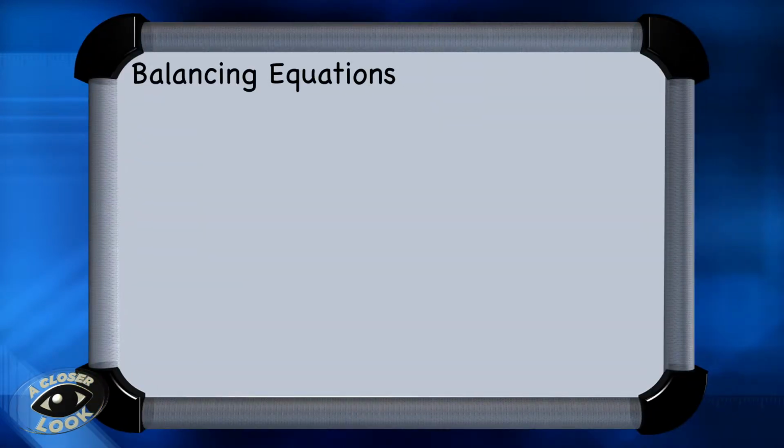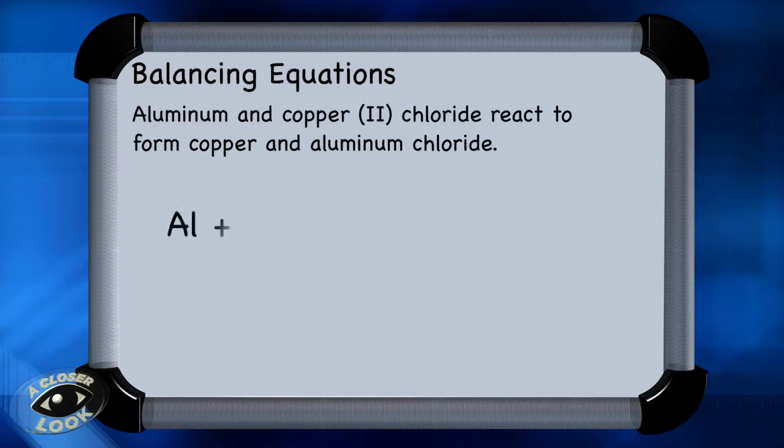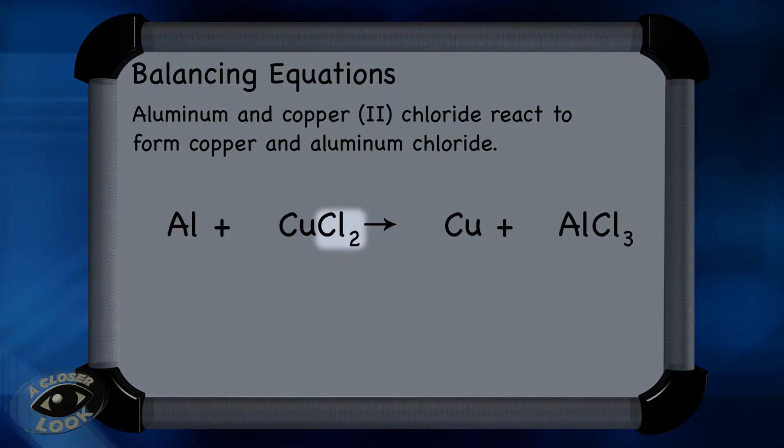Here's an example of an equation that needs to be balanced. Aluminum and copper(II) chloride react to form copper and aluminum chloride. The reason there are 2 chlorides in the formula for copper(II) chloride is the copper ion has a charge of 2+. And since chloride's charge is 1 negative, we will need 2 chlorides to balance the charges and make this a stable ionic compound.